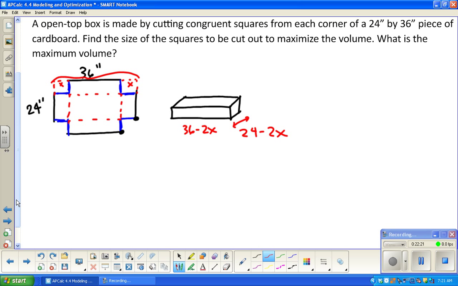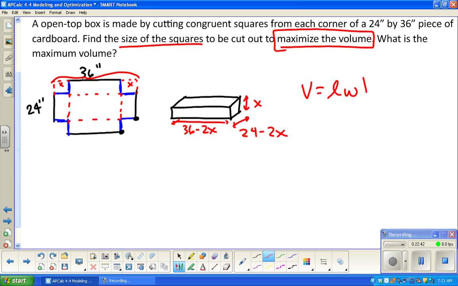Now I'm going to need you to pause this and look at this and make sure you make sense out of this. And then the sides that got folded up are x. Open top box made by cutting congruent squares from each corner. Find the size of the squares to be cut to maximize volume. Well, a volume for this is length times width times height.